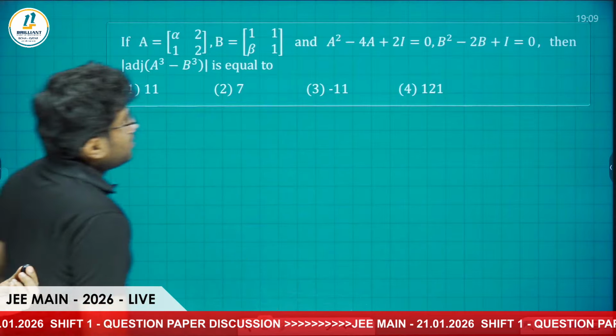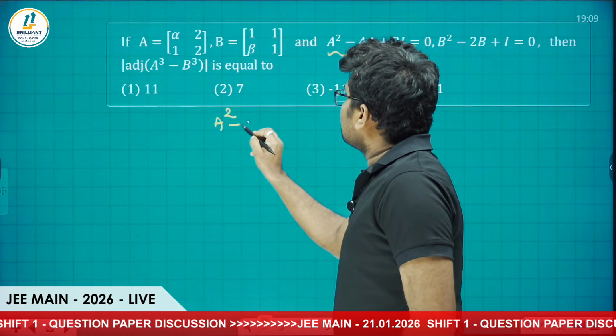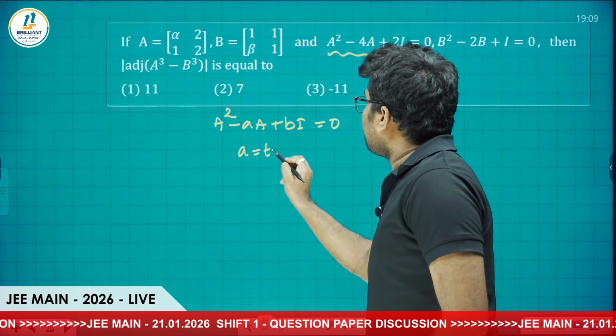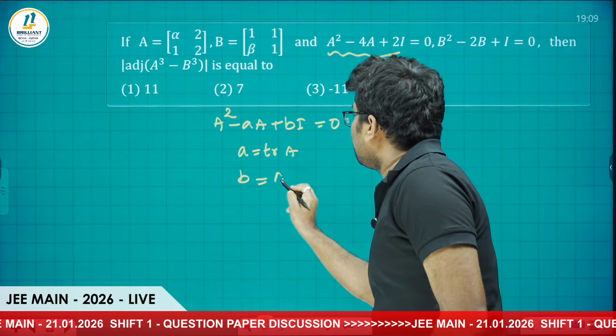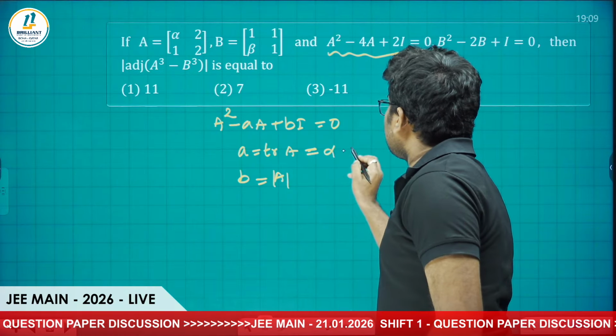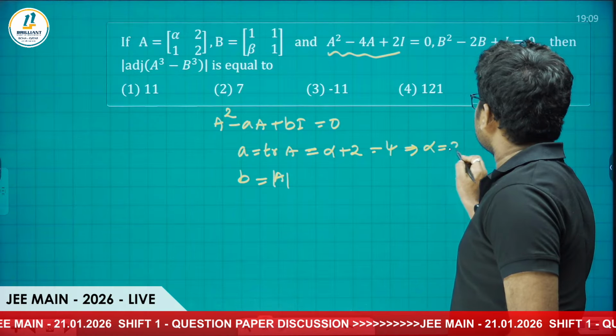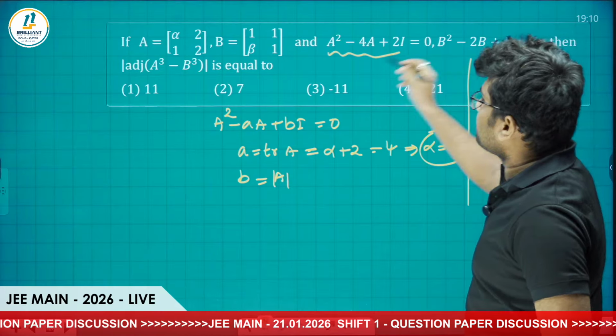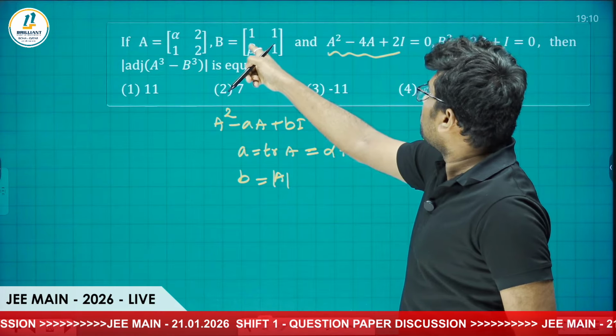So, coming to the second question, from matrices. This is a direct question based on the characteristic equation. We have seen for any 2 by 2 matrix, the characteristic equation is x square minus a x plus b equals 0, where a is the trace of the given matrix and b is the determinant of the given matrix. So the trace of the given matrix is alpha plus 2, and if you compare, a is equal to 4, so from there alpha is equal to 2, whereas for this matrix B square minus 2B plus I, they are asking us to find the unknown beta.